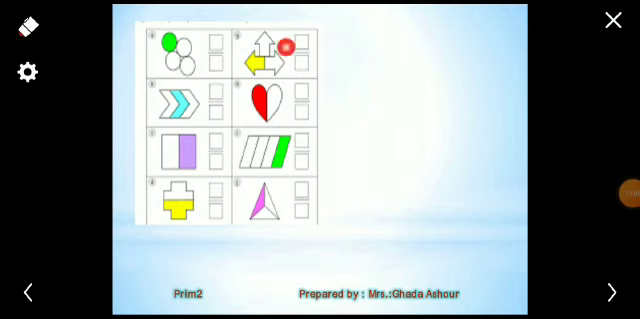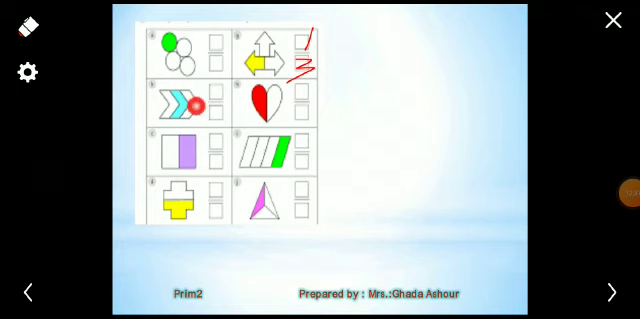What about that shape? 3 equal shapes. Equal in size and equal in shape. But we have just one colored. So it's what? 1 over 3. 1 over 3. Yes. Okay.